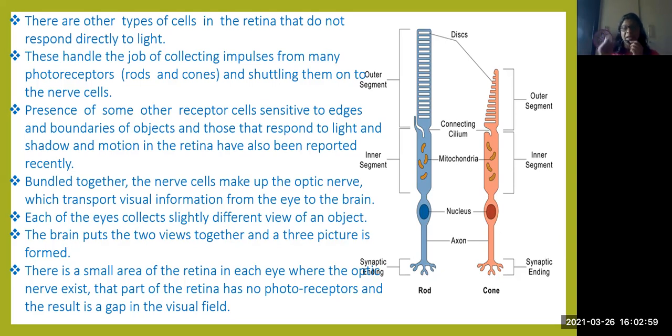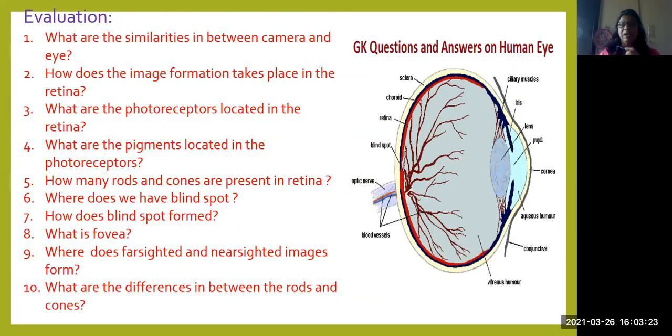Okay, and there is a small area of the retina in each eye where the optic nerve exits. So that part is called what? Blind spot. There are no photoreceptors where the optic nerve starts from the eye. So that is called what? Blind spot.